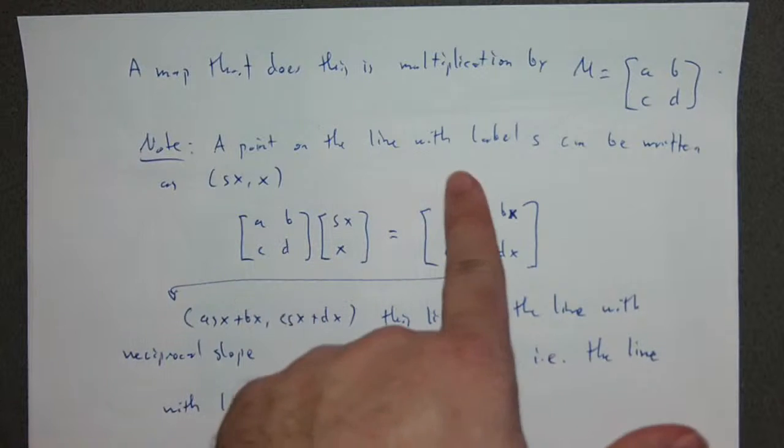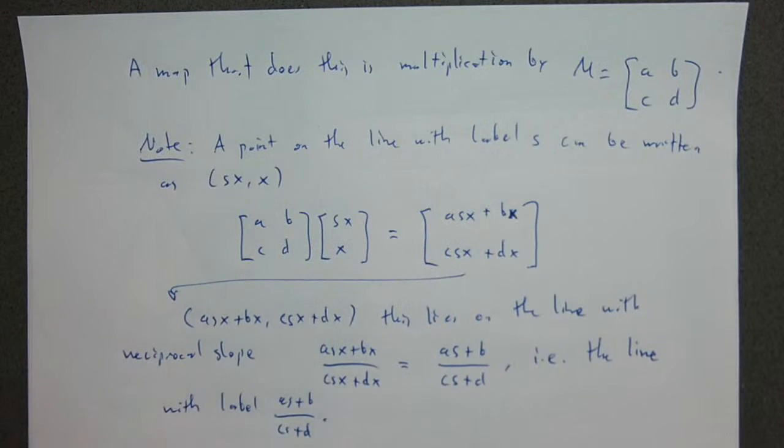And so we started with the line with label S. After multiplication by this matrix A, B, C, D, I've sent my point to some point that lies on the line that has this reciprocal slope (AS plus B) over (CS plus D). That's how we determine the label of these lines. We're labeling them by their reciprocal slope. It actually doesn't matter what the X is here; this map would do the same thing. And so this map maps the line with label S to the line with label (AS plus B) over (CS plus D).